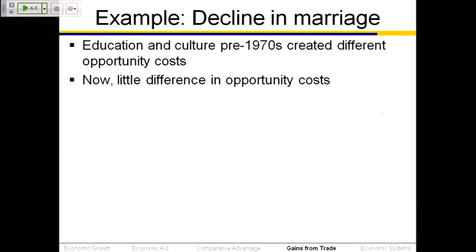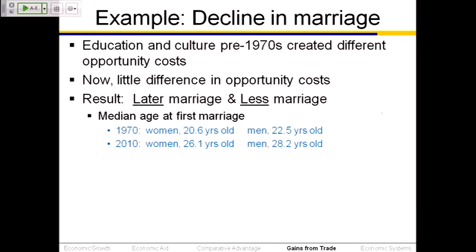The result, economists would predict, is exactly what we've seen. We see later marriage and we see less marriage. The median age at first marriage: half the people in the country got married at an older age and half got married at a younger age the first time. In 1970, for women, it was 20.6, and for men, it was 22.5 years. Now the median age at first marriage for women is 26.1, and for men is 26.2. A huge increase in the median age at first marriage.